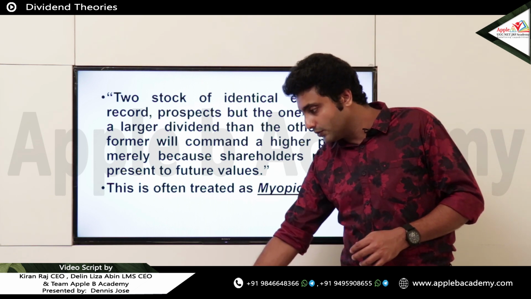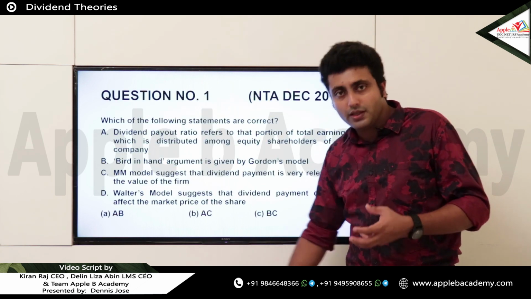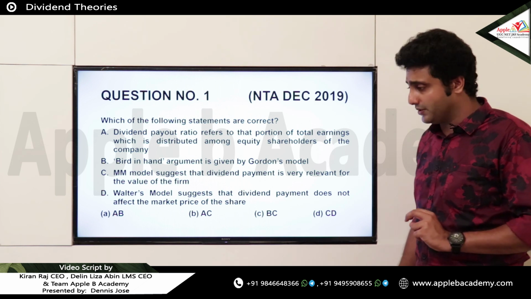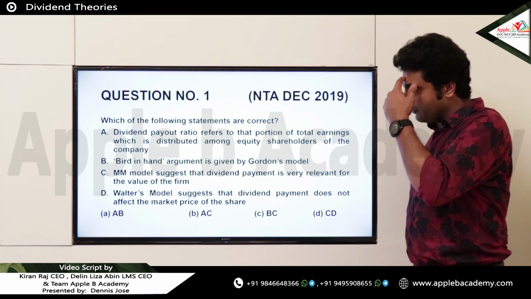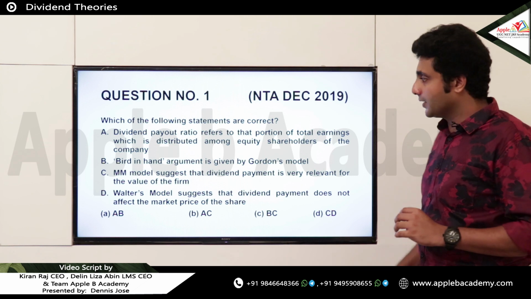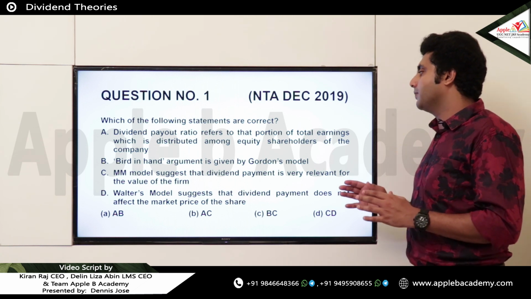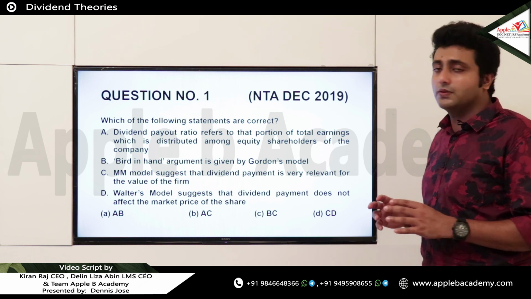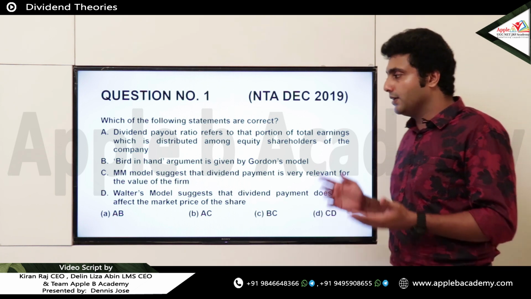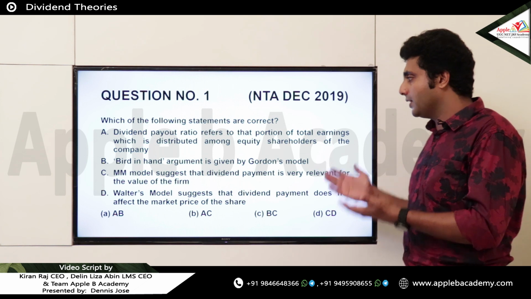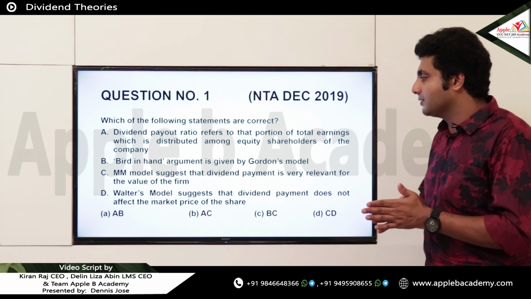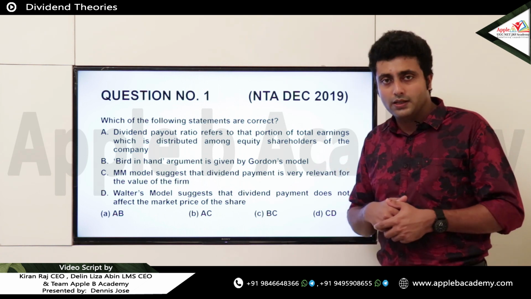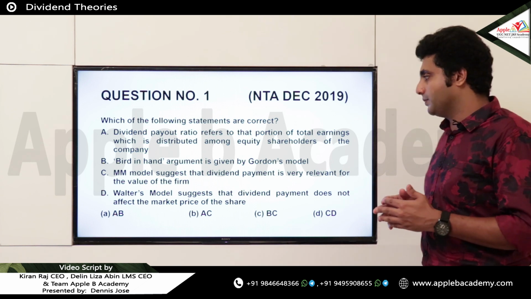So, we will take you through the NTA questions now. We will be discussing 3 questions. Question number 1, which of the following statements are correct? Dividend payout ratio refers to that portion of total earnings which is distributed among equity shareholders of the company. Sure, dividend payout ratio is what is being defined here. Bird in hand argument is connected with Gordon's model. Yeah, we just discussed this concept.